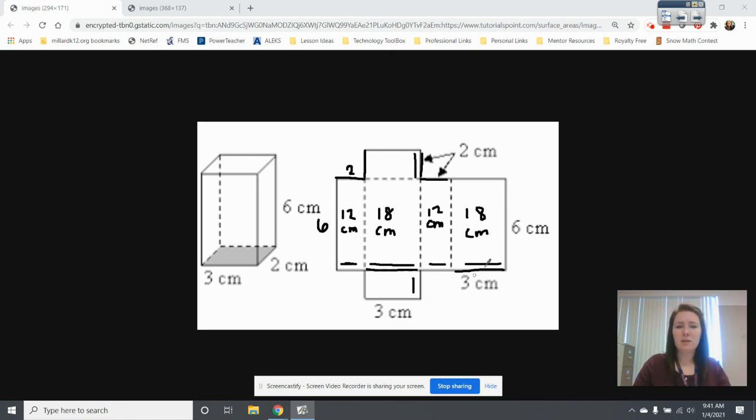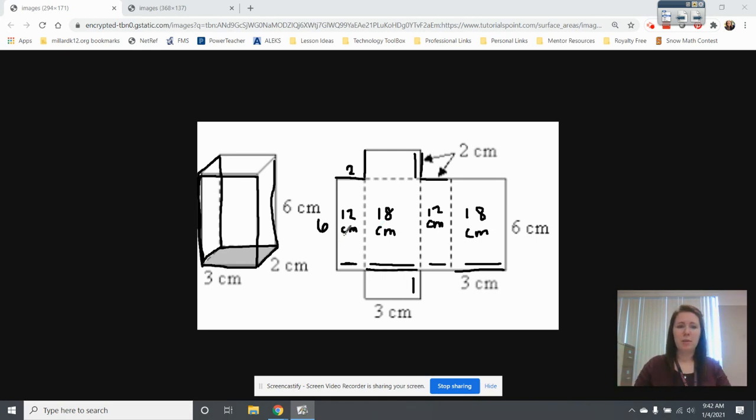Now, if we're not that lucky and it doesn't tell us, what we'd have to do is come over here and look at this and say, okay, right here is a rectangle. 3 times 6, that's this one. Right next to it, 2 times 6, that's this one. Right next to it, 3 times 6 would be this one. And the last one I haven't done yet would be this one, 2 times 6. Now we've done all the sides.